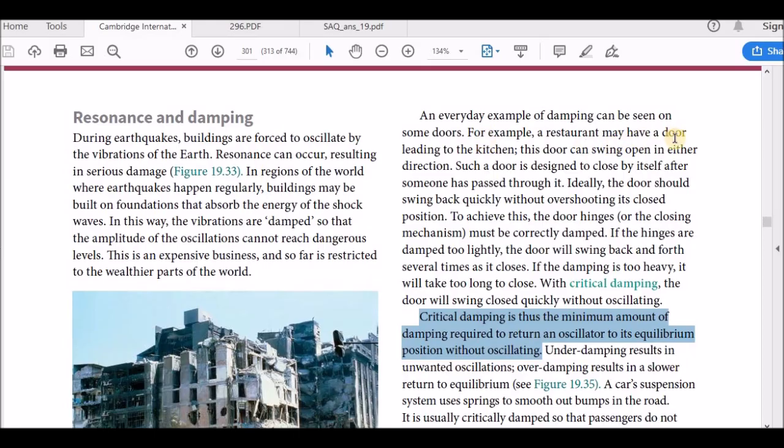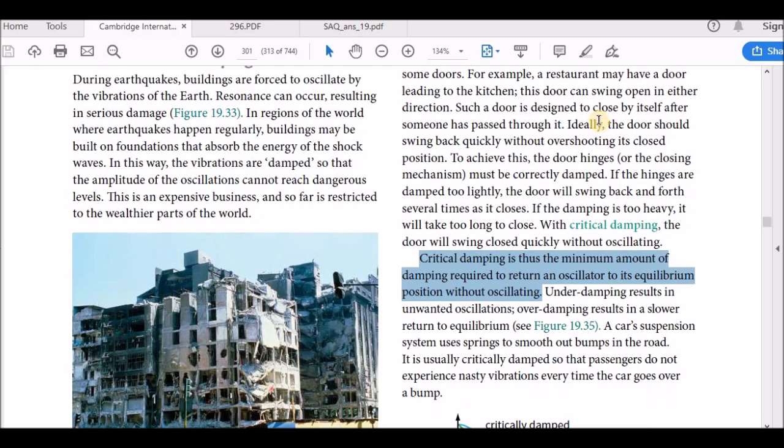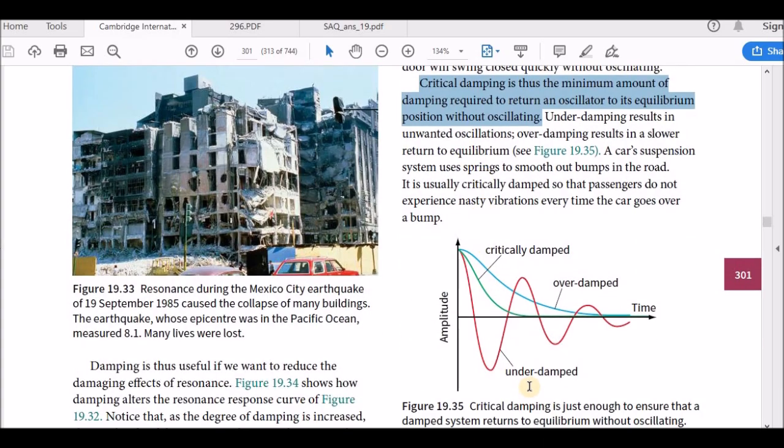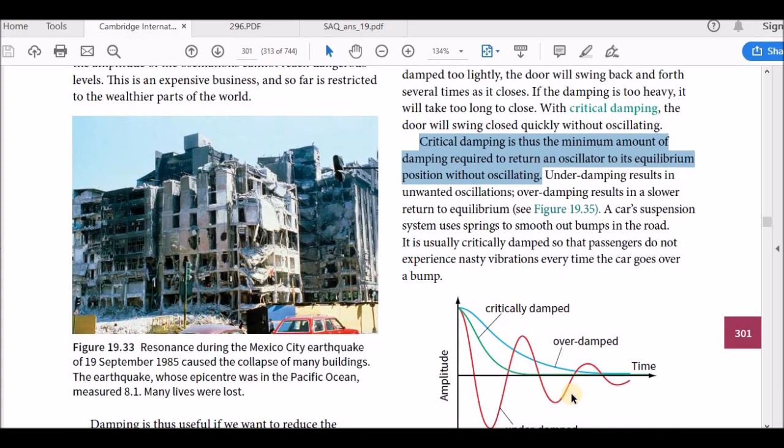For example, a restaurant may have a door leading to the kitchen. This door can swing open in either direction. Such a door is designed to close by itself after someone has passed through it. Ideally, the door should swing back quickly without overshooting its closed position. To achieve this, the door's hinges or the closing mechanism must be correctly damped. If the hinges are damped too lightly, the door will swing back and forth several times as it closes. Okay, so that is underdamped.